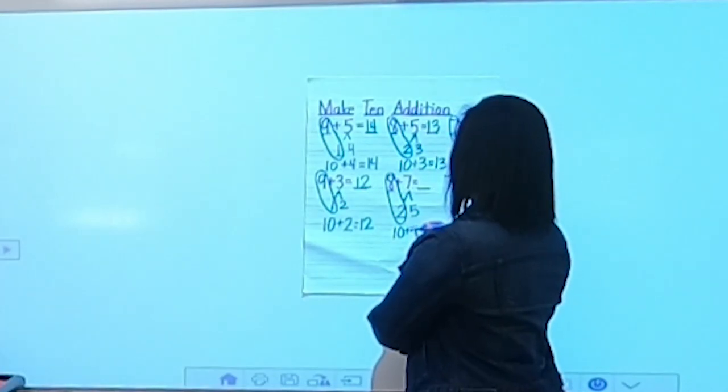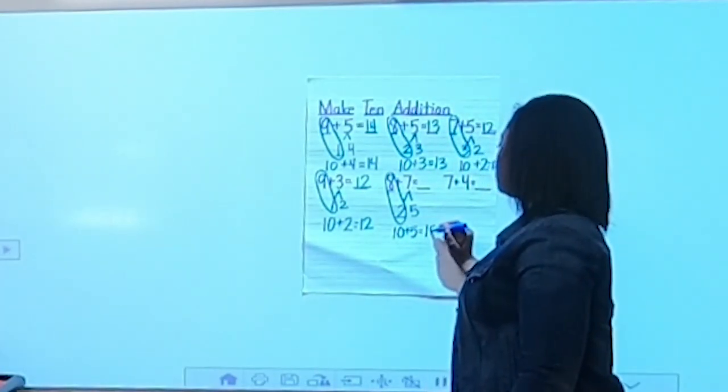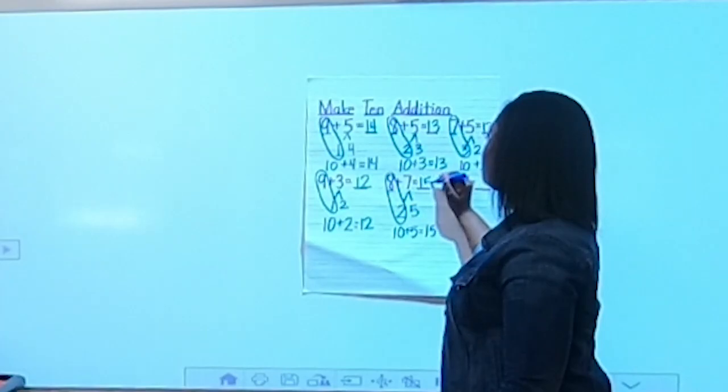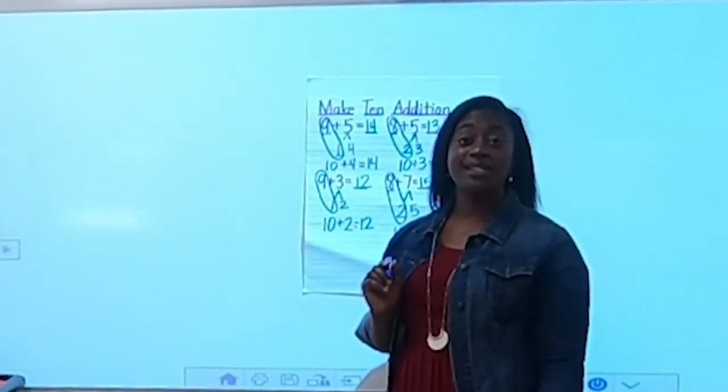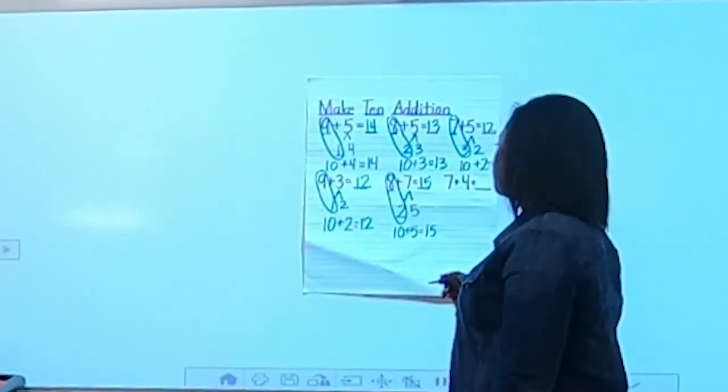We're going to add back up our 5. 10 plus 5 is 15. Therefore, 8 plus 7 is also 15.